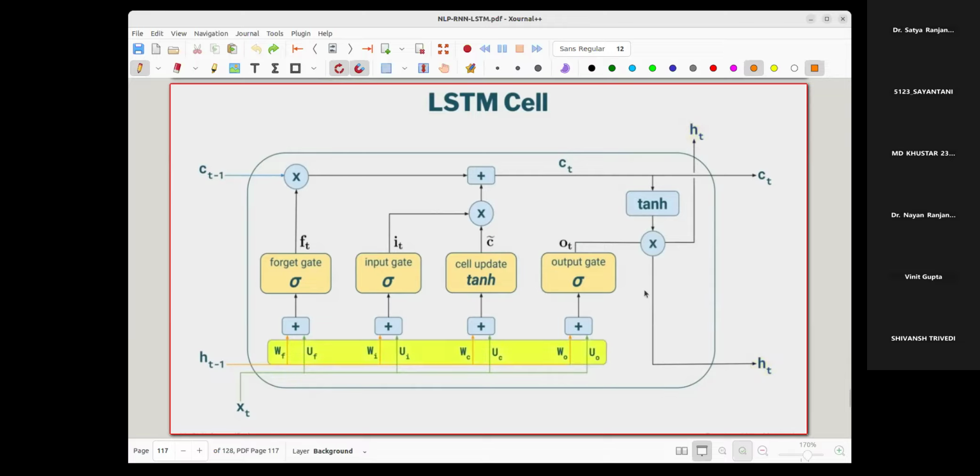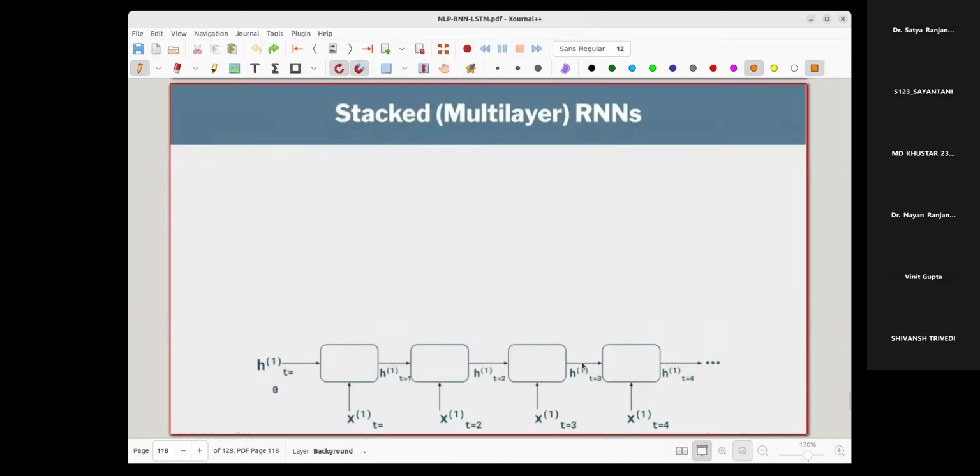Now these are the different weights. For the forget gate, 2 sets of weights; for the input gate, 2 sets of weights; for the new cell information, 2 sets of weights; and for the output gate, 2 sets of weights. So there are 8 sets, meaning in total 4 gates each with 2 sets of weights. So this is your LSTM.